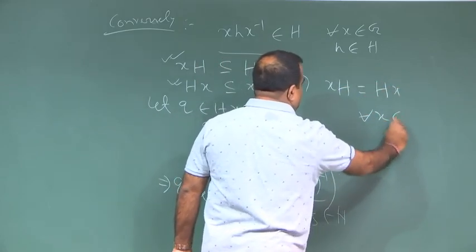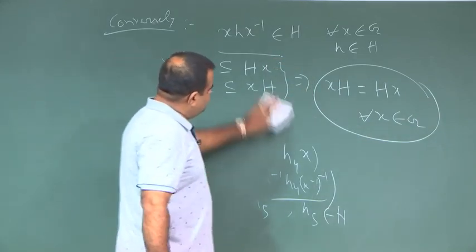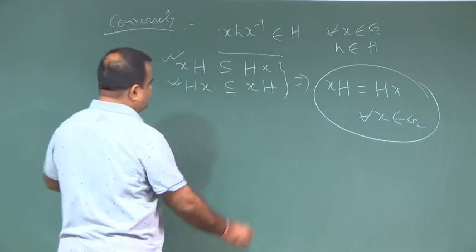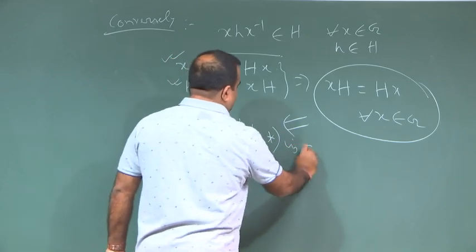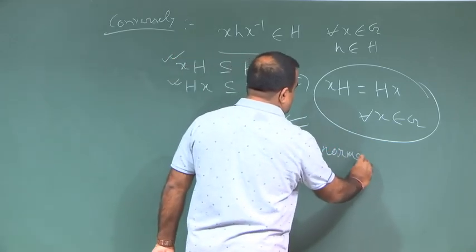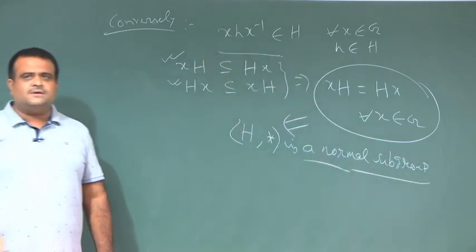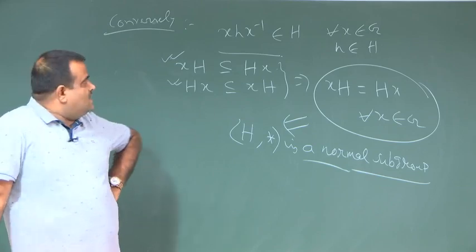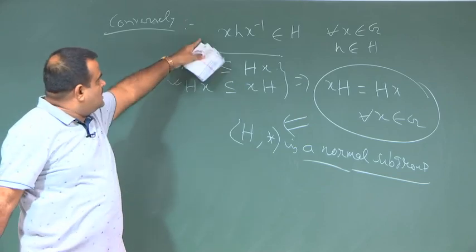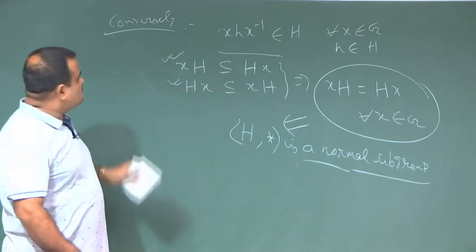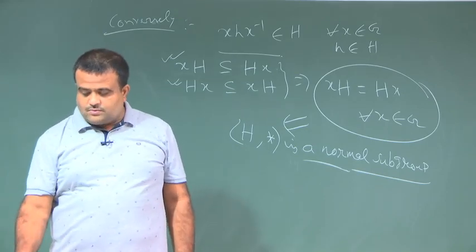Now, together with this we can say, and this is true for all x, so this implies H is a normal subgroup. So this is a necessary and sufficient condition for a subgroup to be a normal subgroup. So we will check by this condition whether a subgroup is a normal subgroup or not.